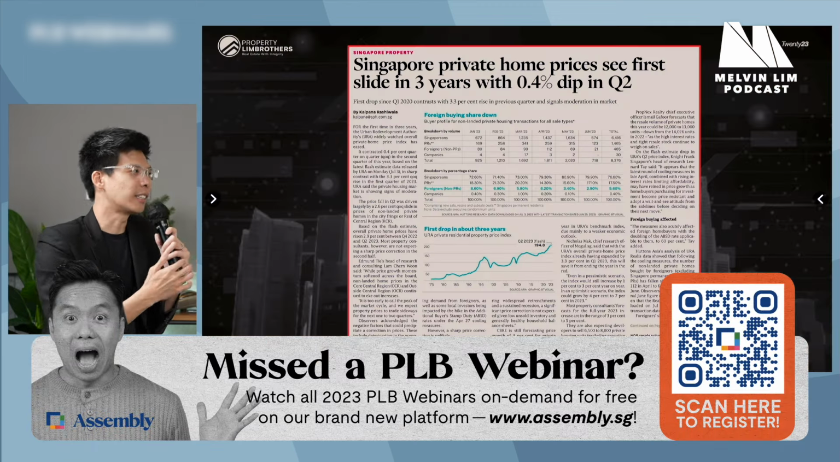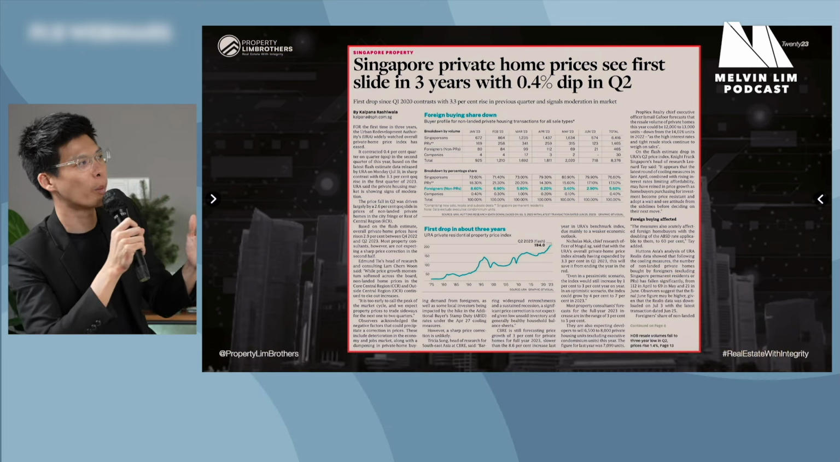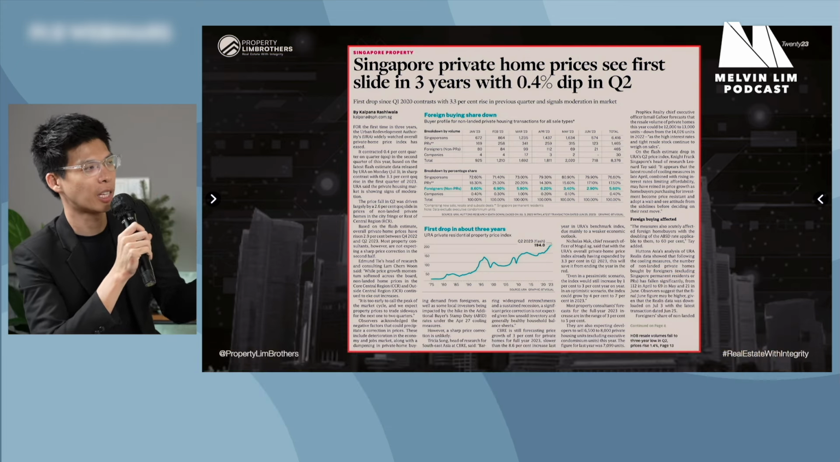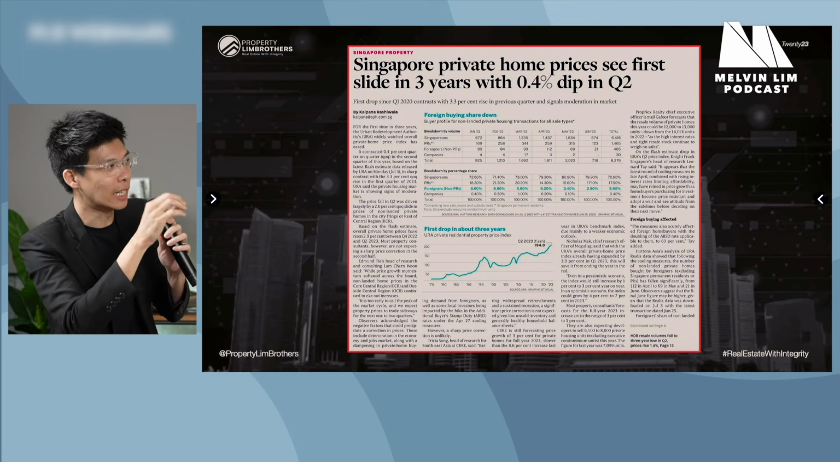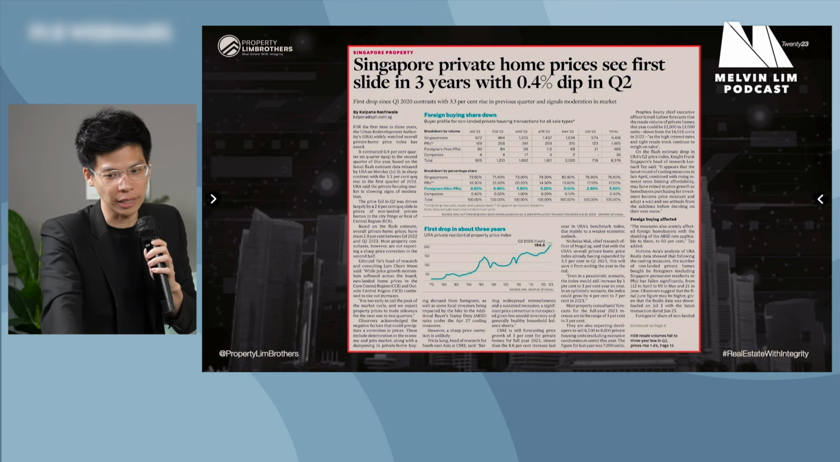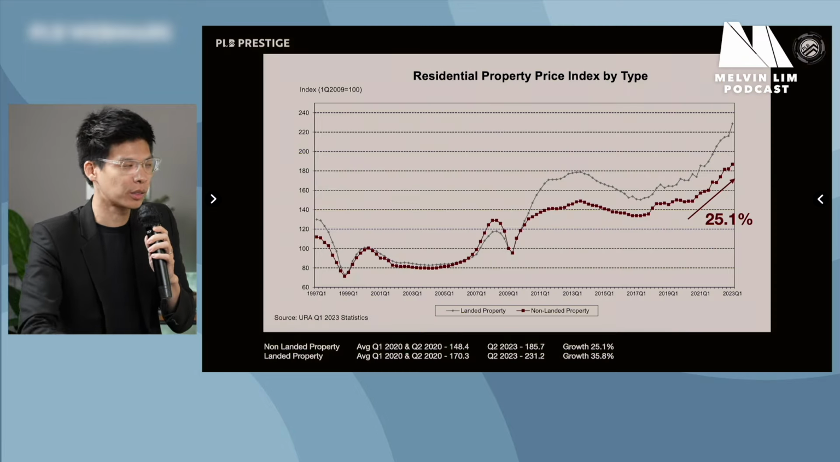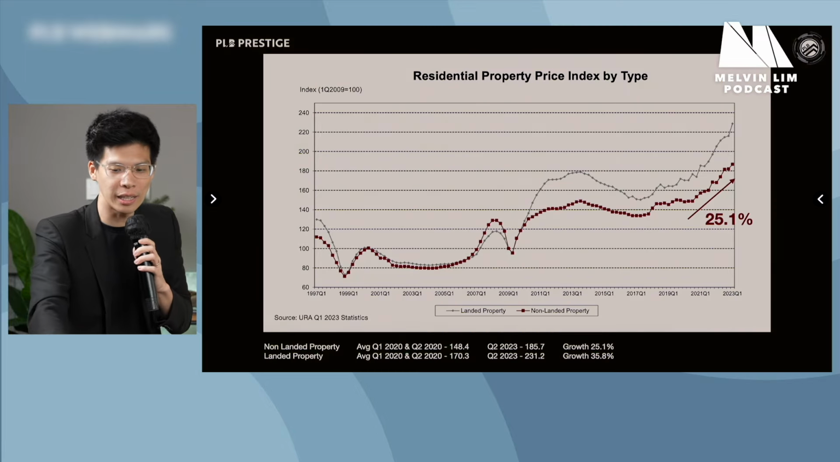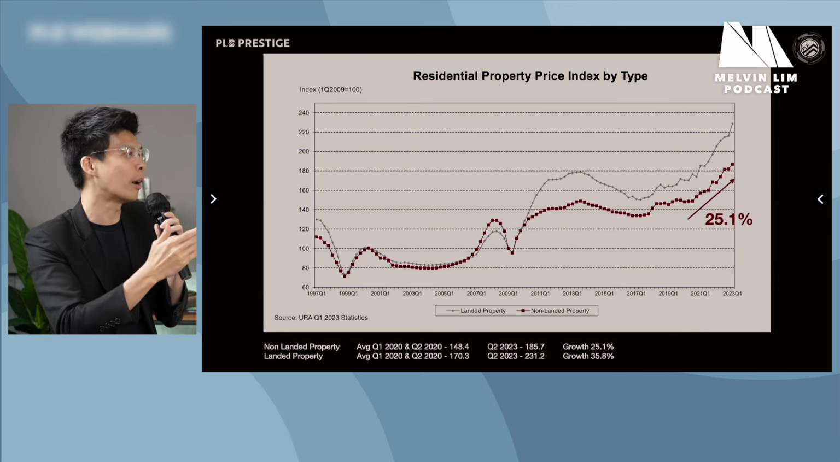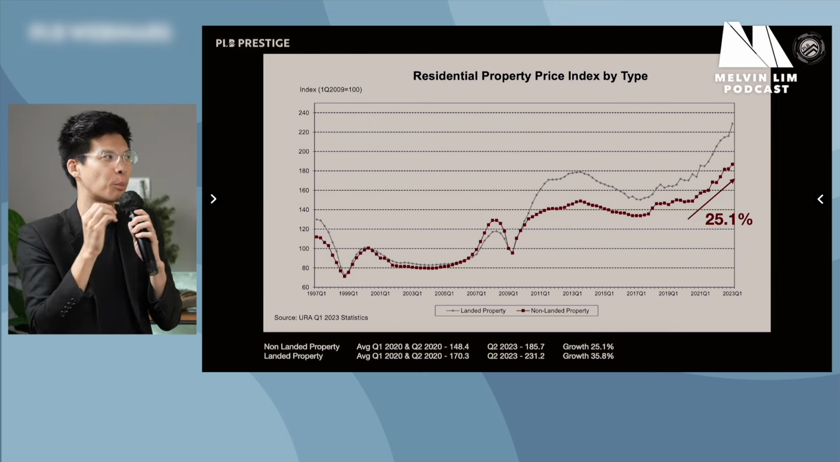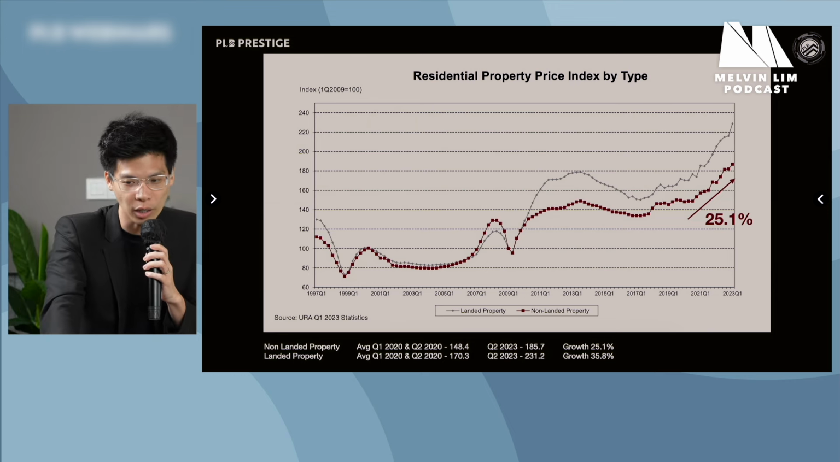Yeah. So showing you this article, it actually mentions that there's a 0.4% dip in Q2, but this is from the flash estimate. But of course, when the actual data was released, we realize that the actual dip is at 0.2%. So the first question I want to know is, are we at the end of this 3-year bull run? Because the last 3 years has been extremely exciting, with a 25.1% price index increase for non-landed homes.